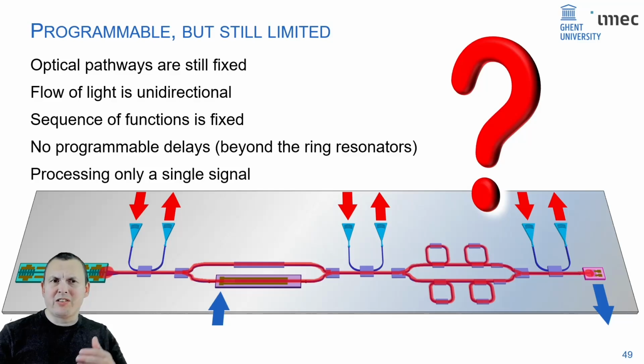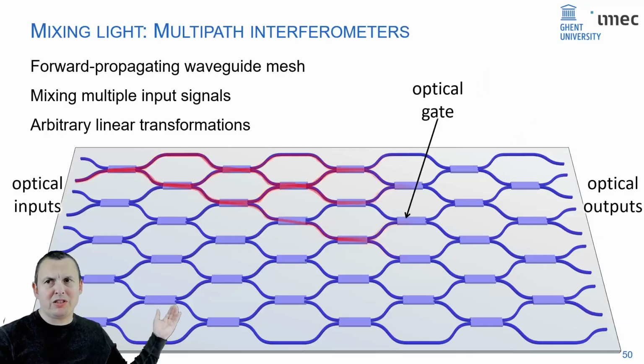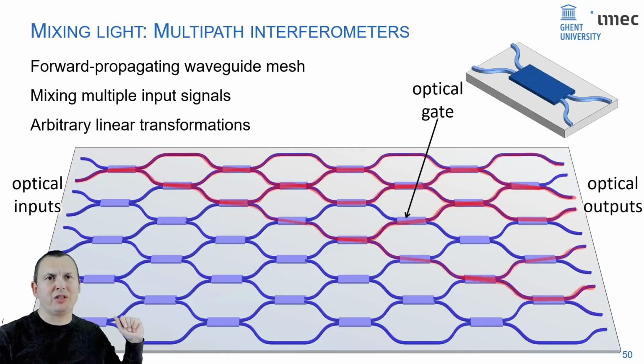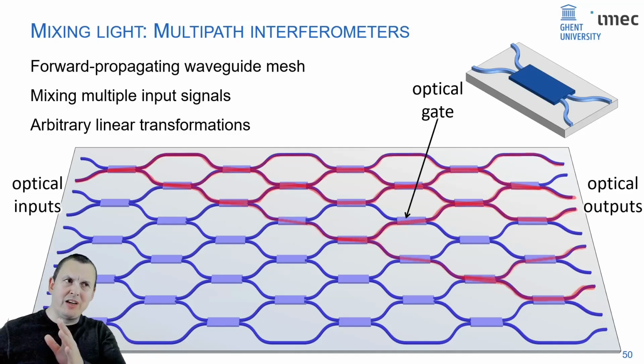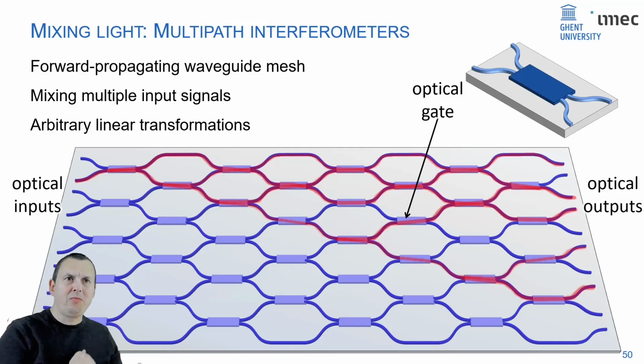Now, this is taking programmable photonics one step further. What if we now build a chip where we can control the flow of light? And the typical example of such a chip is one of these waveguide meshes, these forward waveguide meshes, where light flows in from one side, from the inputs, and then goes all the way to the outputs.